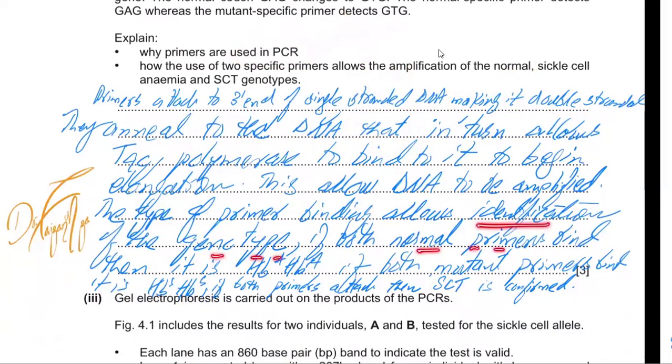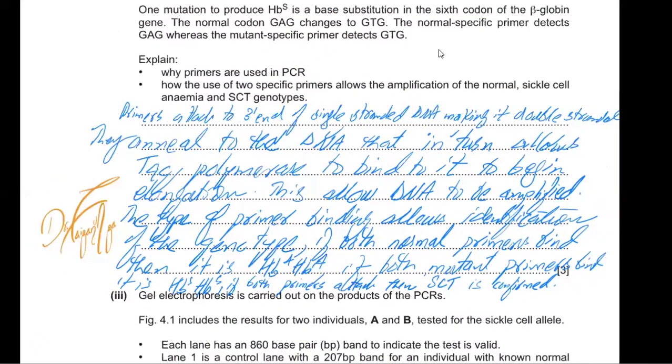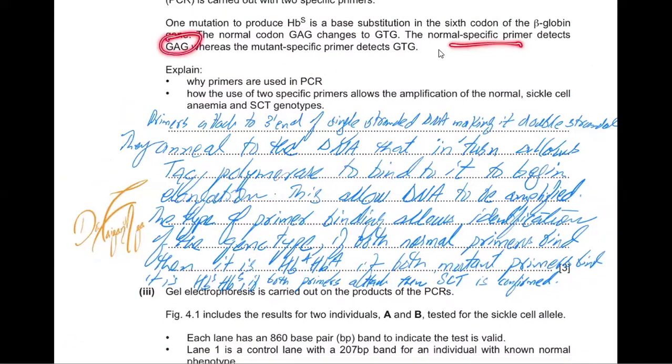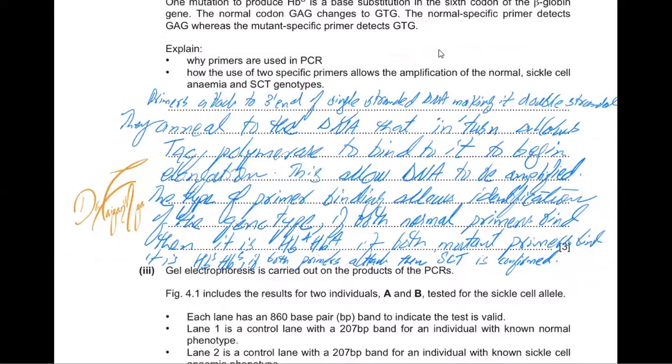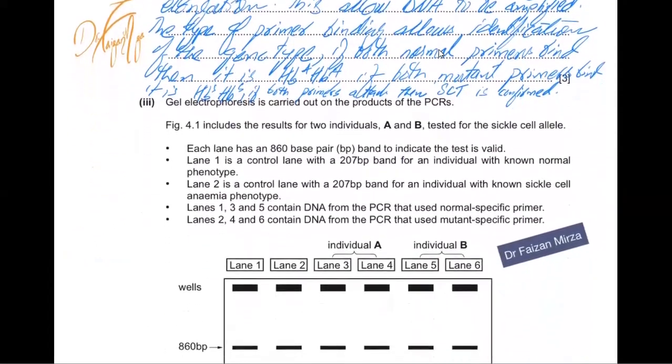If both normal primers bind, then it's HbA HbA. We are told that the normal specific primer identifies GAG, whereas the mutant specific primer identifies GTG. So if both normal primers bind, then it's HbA HbA. If both mutant primers bind, then HbS HbS. If both primers attach, then SCT is confirmed. So all those three genotypes can be considered here.